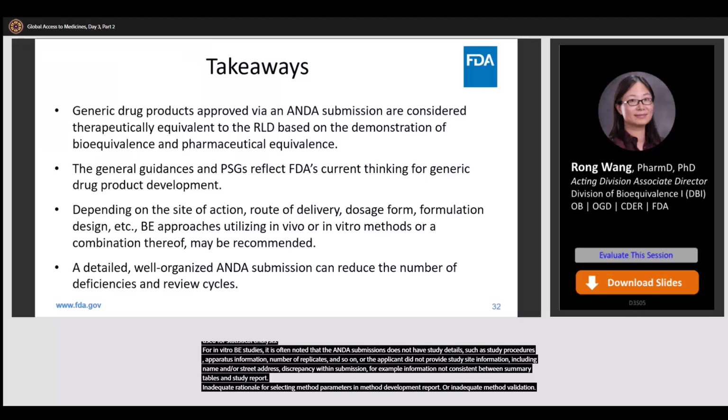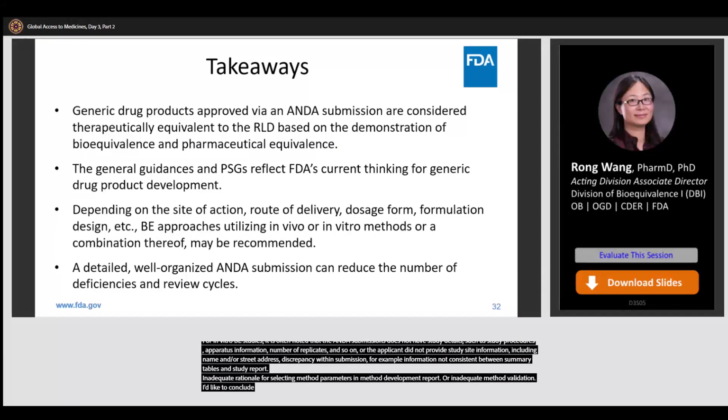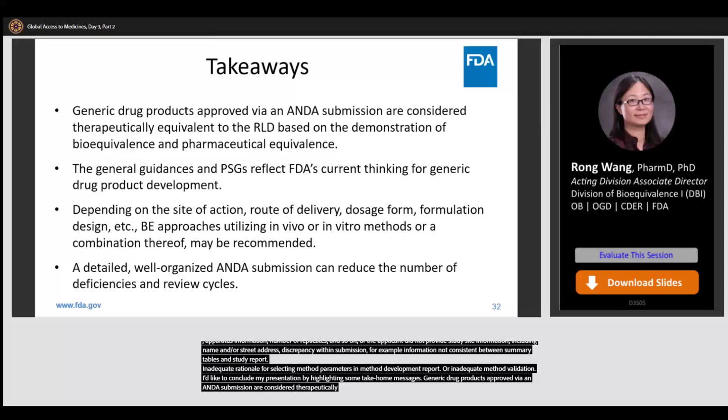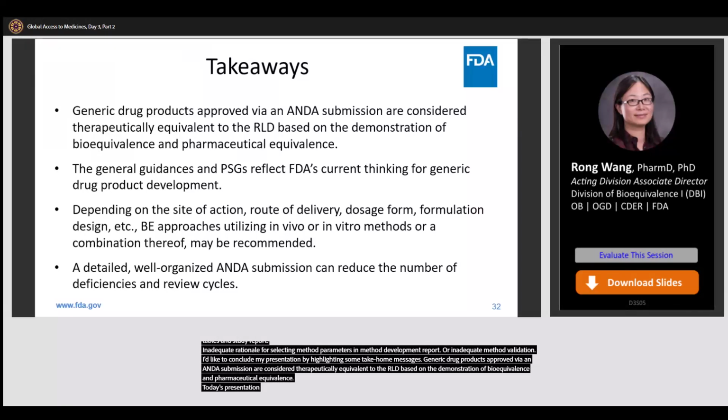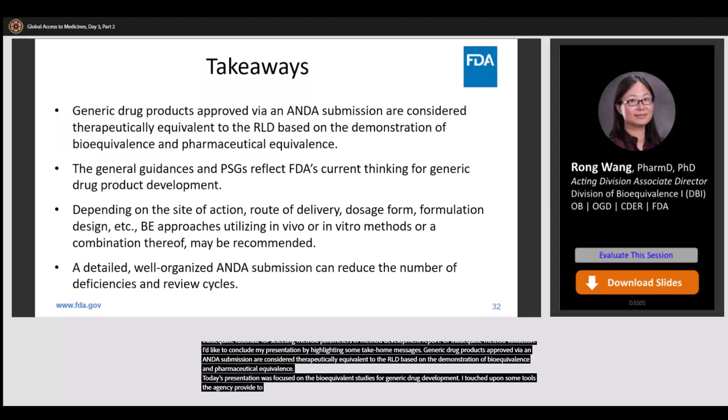I'd like to conclude my presentation by highlighting some take-home messages. Generic drug products approved via an ANDA submission are considered therapeutically equivalent to the RLD based on the demonstration of bioequivalence and pharmaceutical equivalence. Today's presentation was focused on the bioequivalence studies for generic drug development. I touched upon some tools the agency provides to help industry to develop generic drugs.